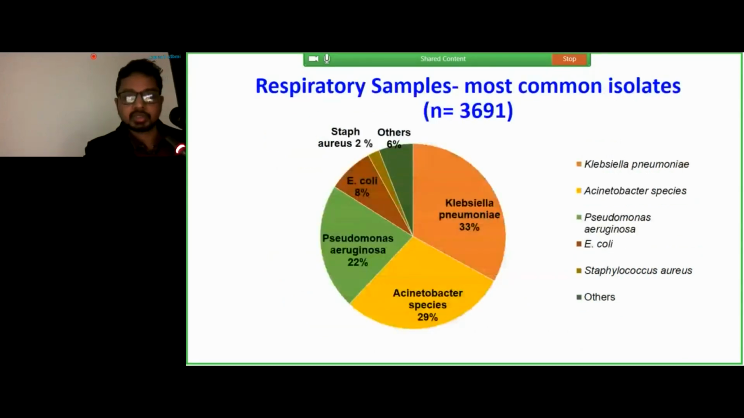Among the respiratory samples, we can see that Klebsiella pneumoniae is a major pathogen, around 50%, followed by Acinetobacter. Sometimes mixed infection can be seen, especially in ET aspirate and BAL aspirate samples. We can find Klebsiella and Acinetobacter, or Pseudomonas and Acinetobacter mixed infection. After Acinetobacter, Pseudomonas aeruginosa 22% and E. coli 8%. In this case, the majority were gram negative organisms, and gram positives like Staphylococcus aureus and others were very few, 3 to 4% encountered.